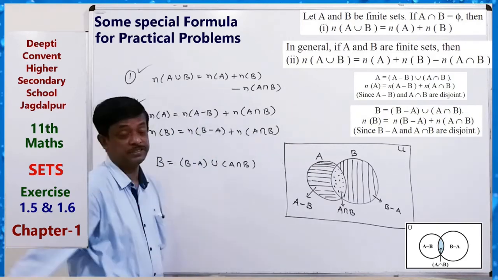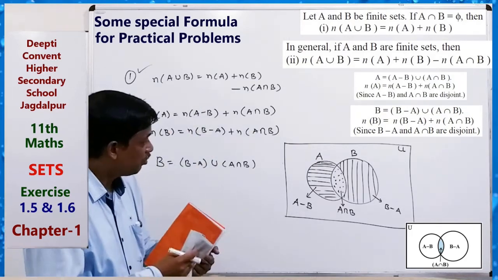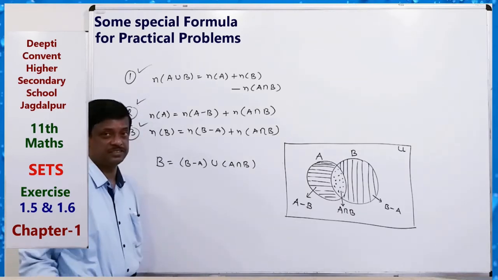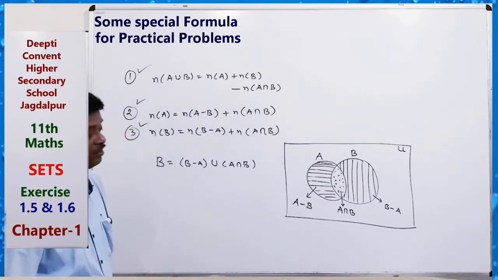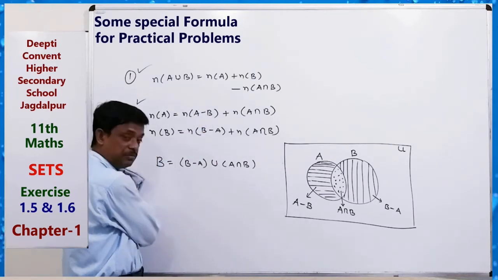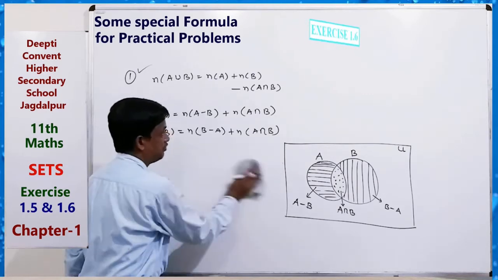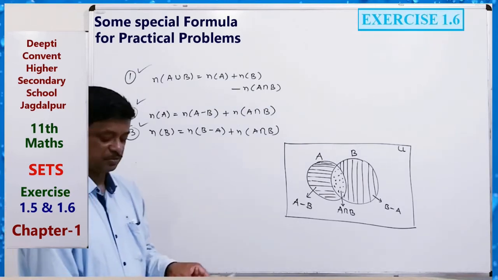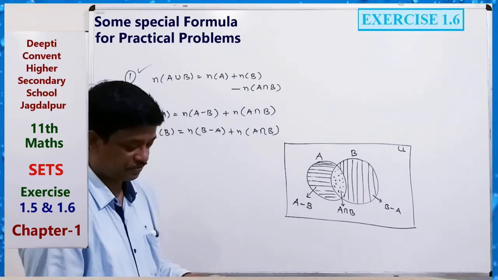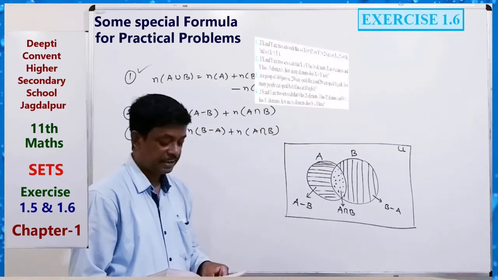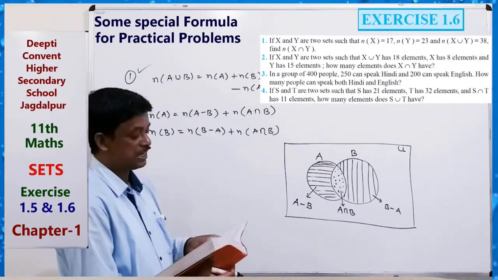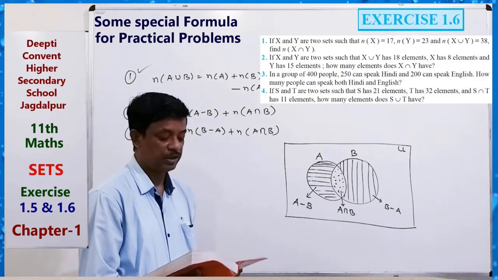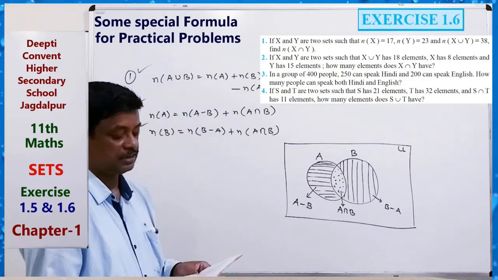A union B gives the whole numbers under consideration. By using this formula, we will try to solve some problems from exercise 1.6. First question: if X and Y are two sets such that n(X) is 17, n(Y) is 23 and n(X union Y) equals 38, then find n(X intersection Y).